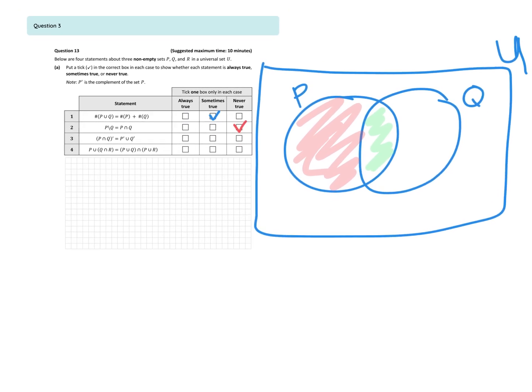Okay, on to question 3. Here it says the complement of P intersection Q is equal to P complement union Q complement. So the complement of P intersection Q is going to look like this.